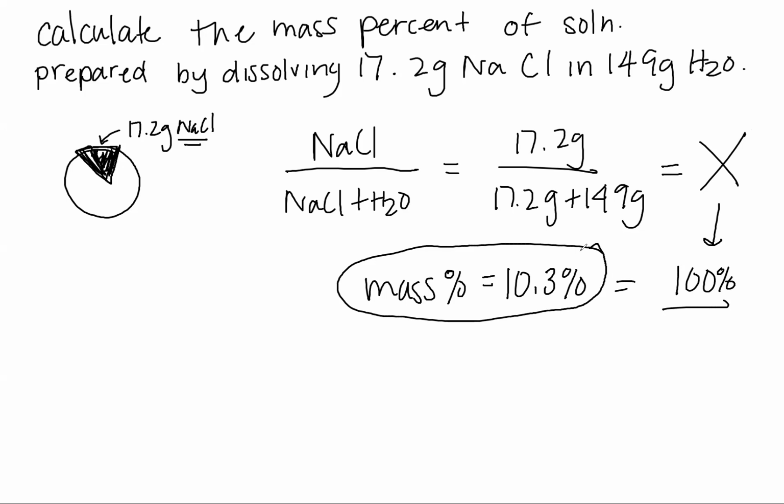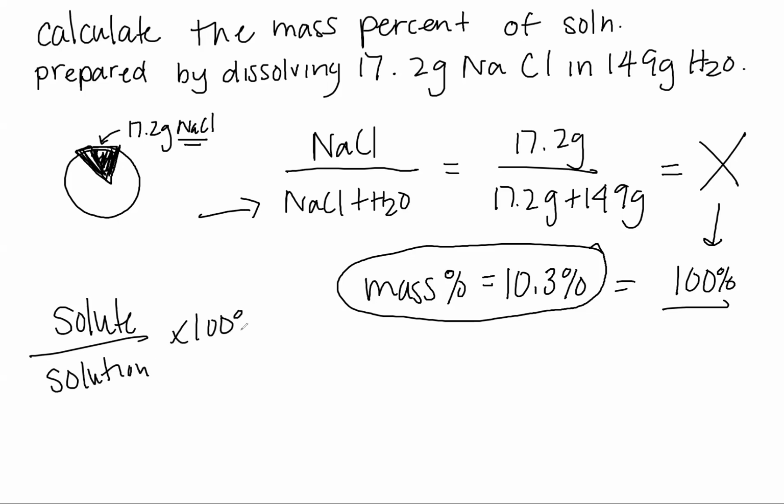Okay. So basically all you're doing in solving mass percent is asking what it is that you are dissolving in the solvent. If we think about terminology, it should be solute over solution times 100%. Okay? What is getting dissolved in the entire solution? So some of that could be on the exam.